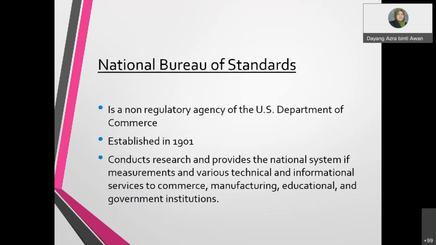Okay, so apa itu National Bureau of Standards? So it's a non-regulatory agency of the US Department of Commerce established in 1901. So it conducts research and provides the national system of measurements and various technical and informational services to commerce, manufacturing, educational, and also government institutions. So this is the task of the National Bureau of Standards.